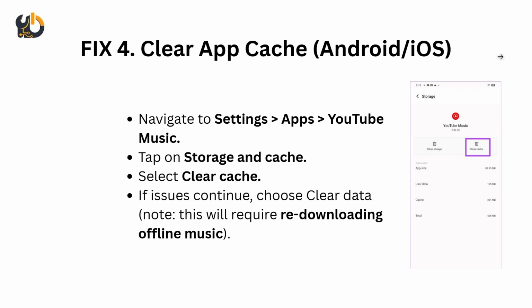Fix 4. Clear app cache, Android and iOS. Navigate to settings, then apps, then YouTube Music. Tap on storage and cache. Select clear cache. If the issue continues, choose clear data. Note, this will require re-downloading offline music.